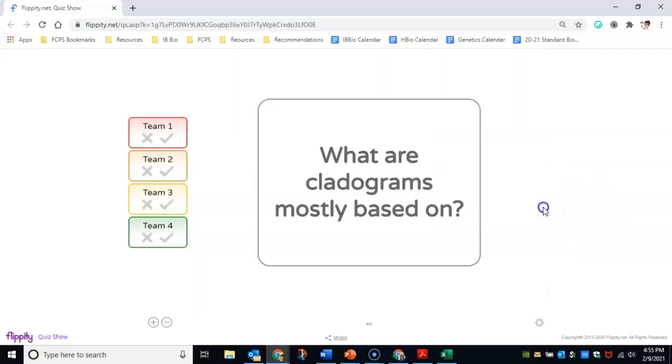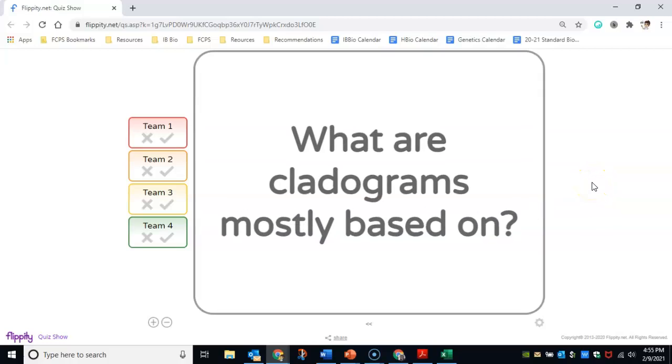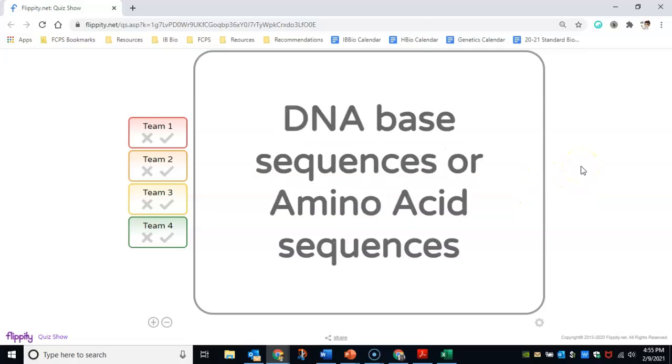For 300, what are cladograms mostly based on? DNA. You can chant this in your brain, right? DNA, DNA. Cladograms are used so frequently because we use DNA and amino acid sequences. And because we use those both for genomes and proteomes, we have a much better understanding of it. And in addition to that, the understanding is backed up with actual science, right?